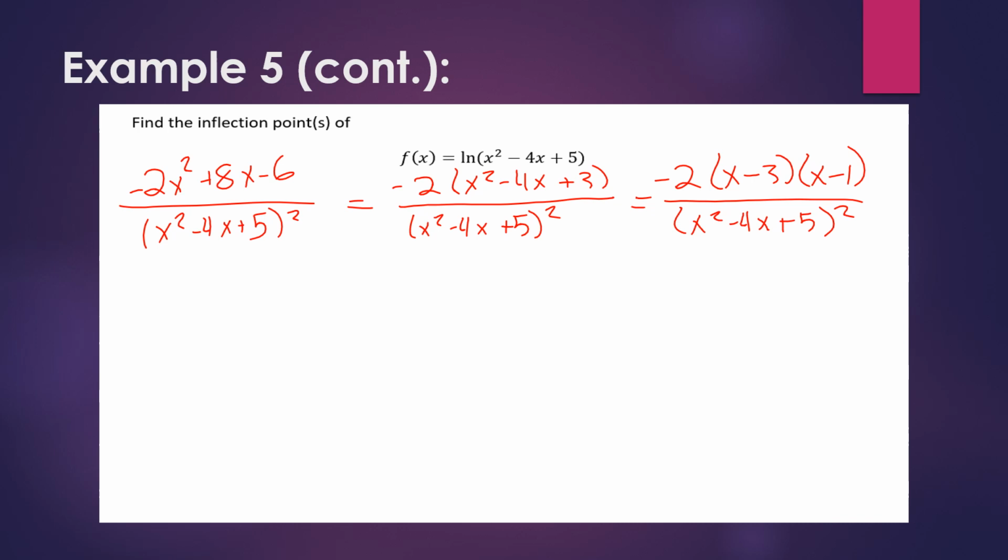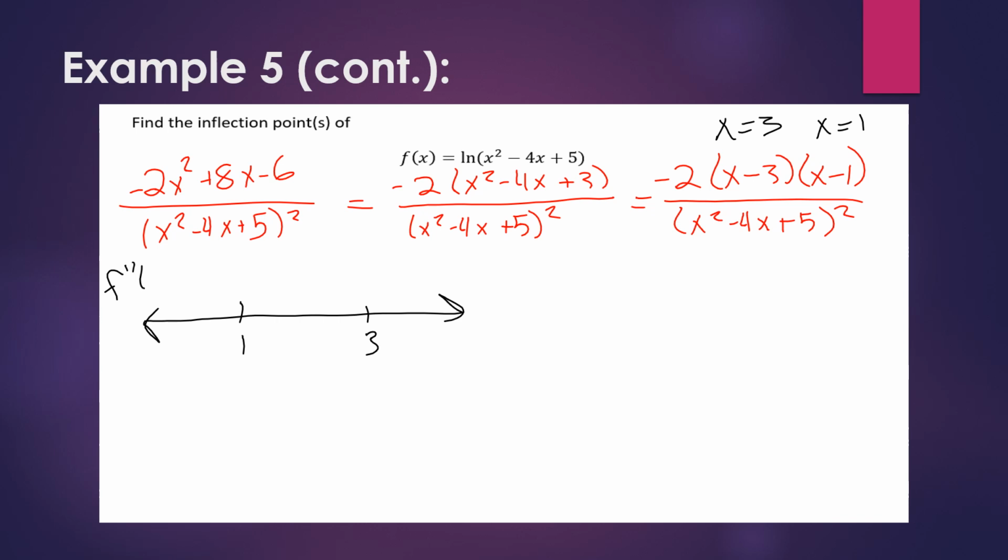Now something to note here, the denominator, the x squared minus 4x plus 5, is going to be strictly positive. There's no value of x that we can plug in to get a negative here. So the only way that we can get a 0 is in the numerator, and that would be at x equals 3 and at x equals 1. So those are our two critical values. We've got 1 and 3. So we need to do a sign chart.